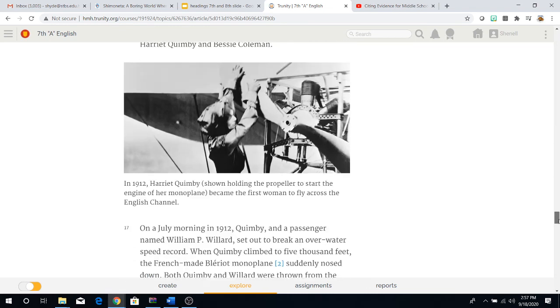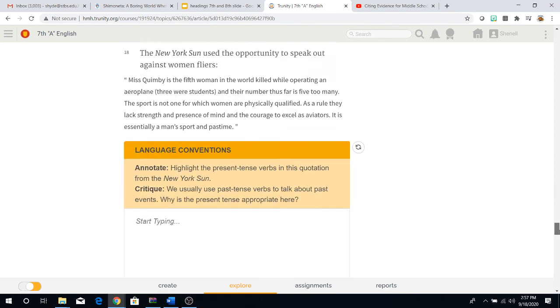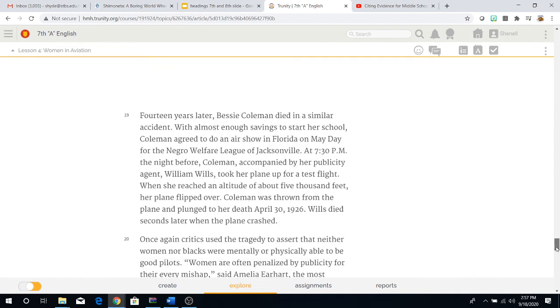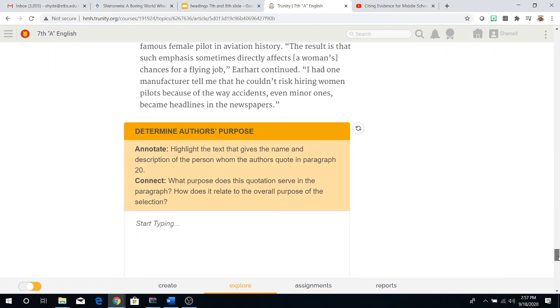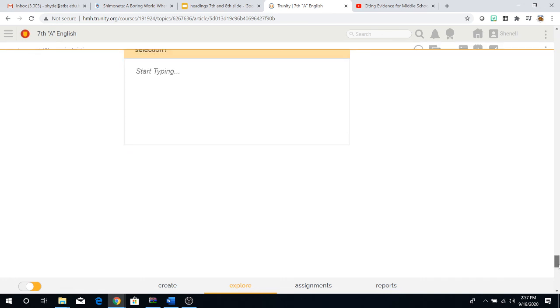Paragraph 15 and 16, again, another picture. This is Harriet Quimby. Paragraph 17 and 18. And then we come to paragraph 19 and 20. Again, another determine author's purpose. Annotate. Highlight the text that gives the name and description of the person whom the authors quote in paragraph 20. When you're done with that, you're going to connect that information by asking, what purpose does this quotation serve in the paragraph? How does it relate to the overall purpose of the selection?